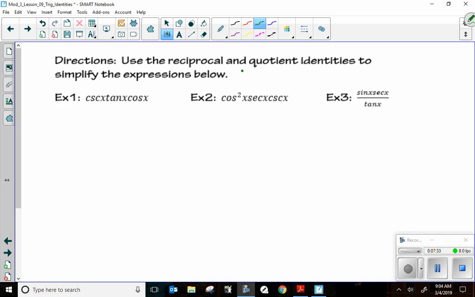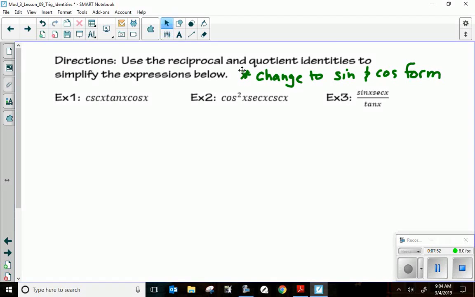Okay, so make a little note here. Change to sine and cosine form. Things tend to simplify real easy. The only time you wouldn't change to sine or cosine is if you were to see sine squared plus cosine squared equals 1, and it's one of those identities. But we will get there, all right? So let's just practice the easier stuff first.